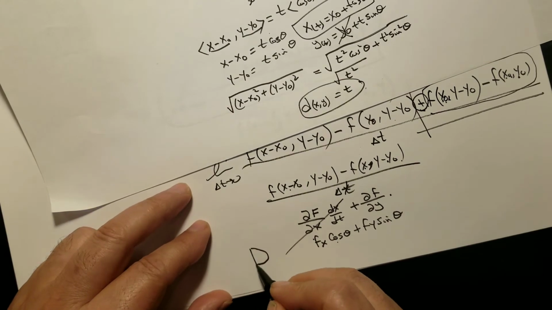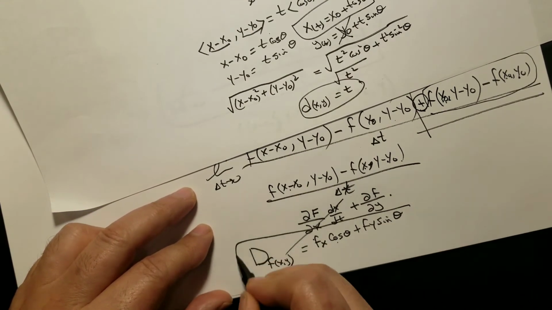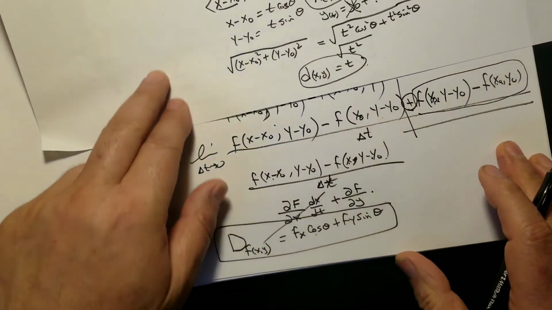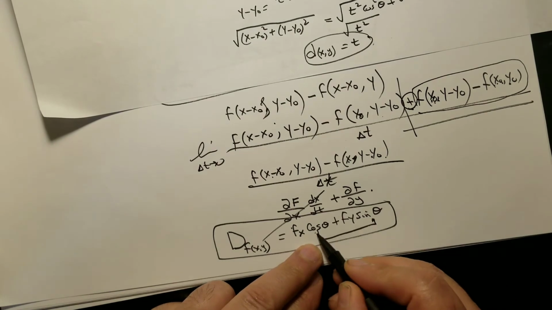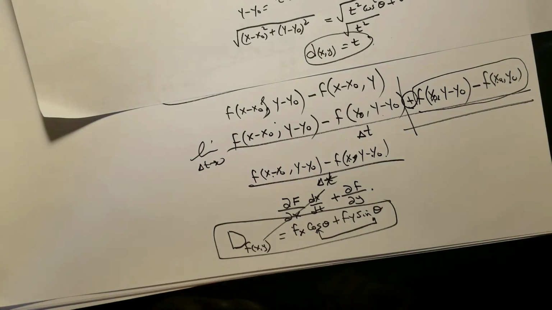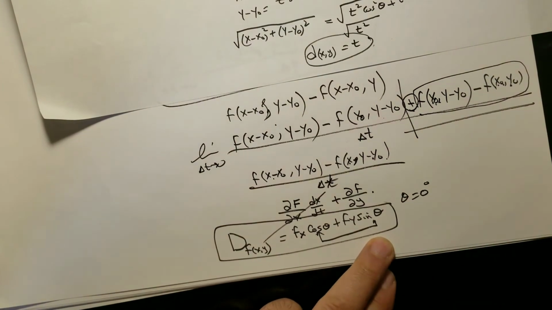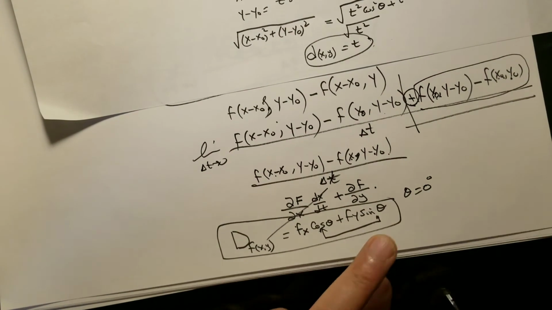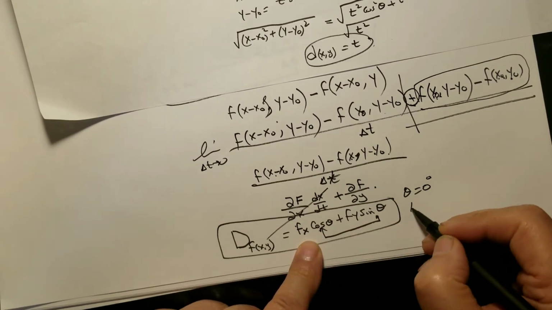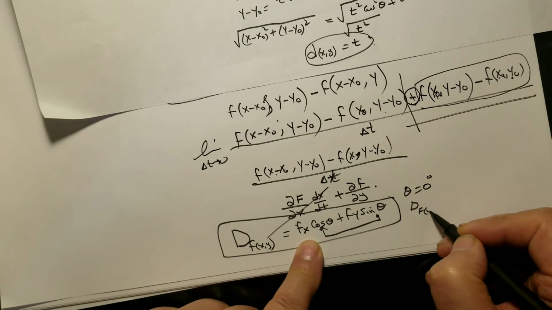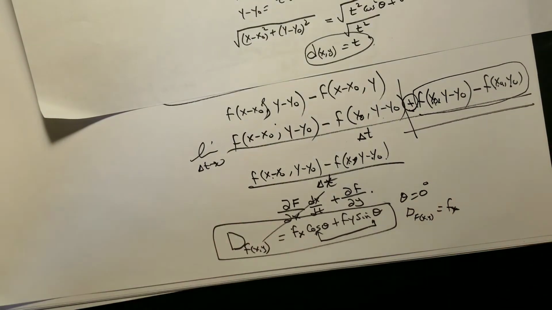This is called the directional derivative of the function of x and y at any given point, in the direction of that unit vector. Let me ask you a favor. What happens if theta becomes 0 degrees? What is cosine of 0? 1. What is sine of 0? 0. Then the directional derivative of the function is nothing except the partial derivative with respect to x.